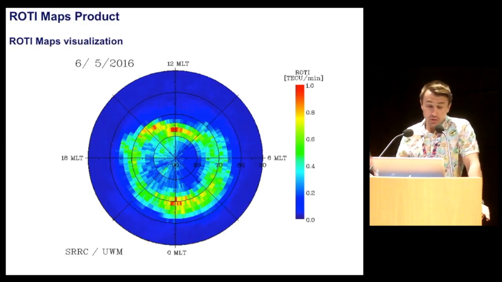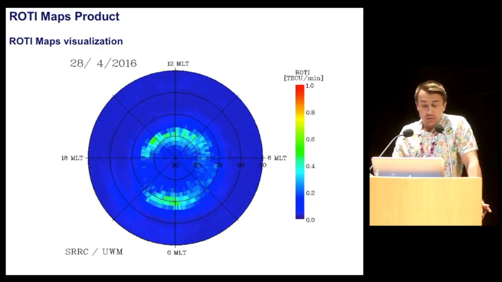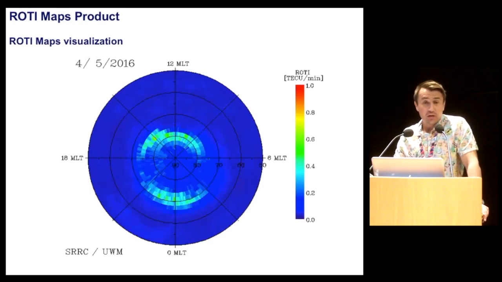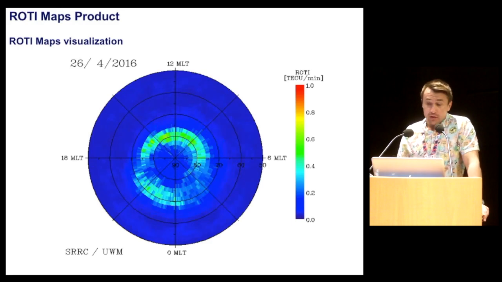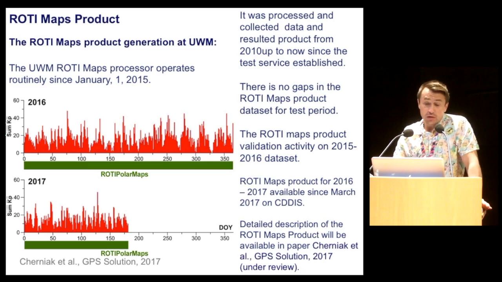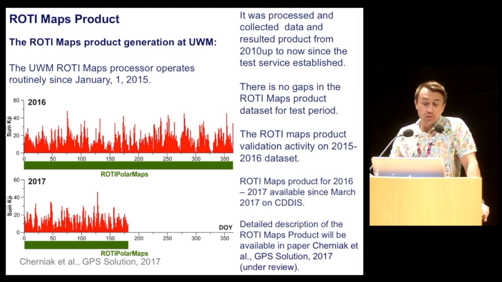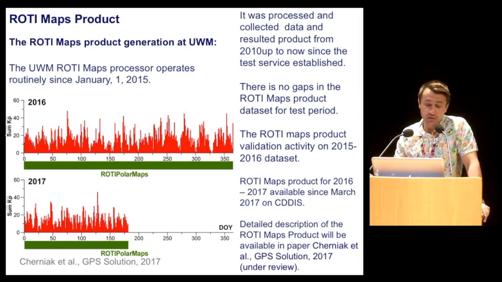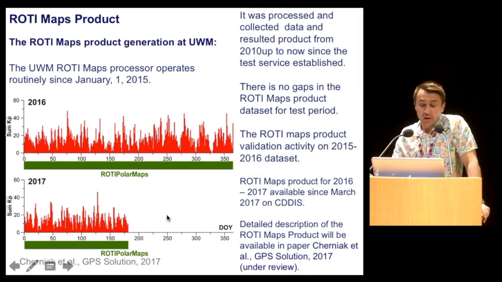visualized. These maps are calculated for the year 2016, but currently maps are available up to the end of June. We originally calculated this product, and currently we upload to the CDDIS data from 2016 up to 2017, and it's like a chart of our data generation.